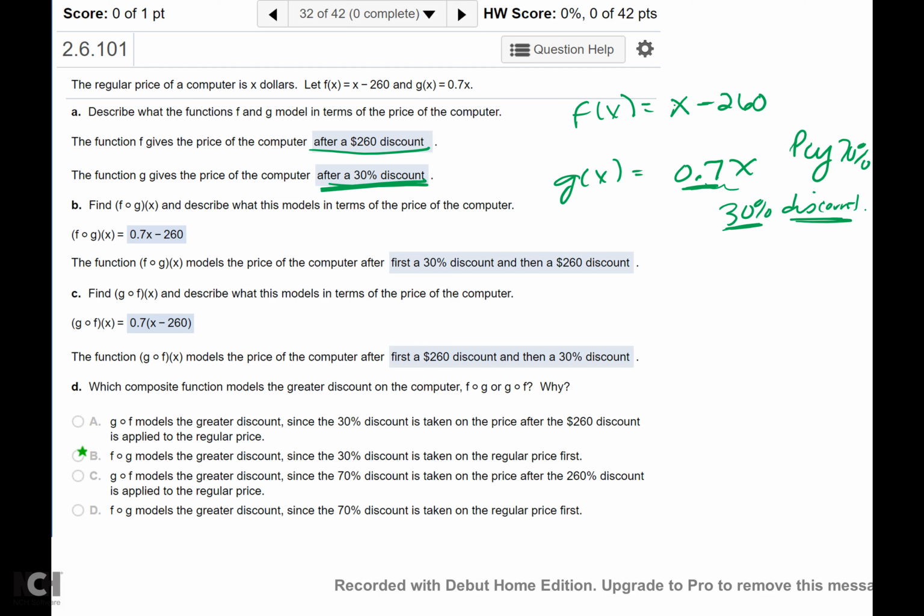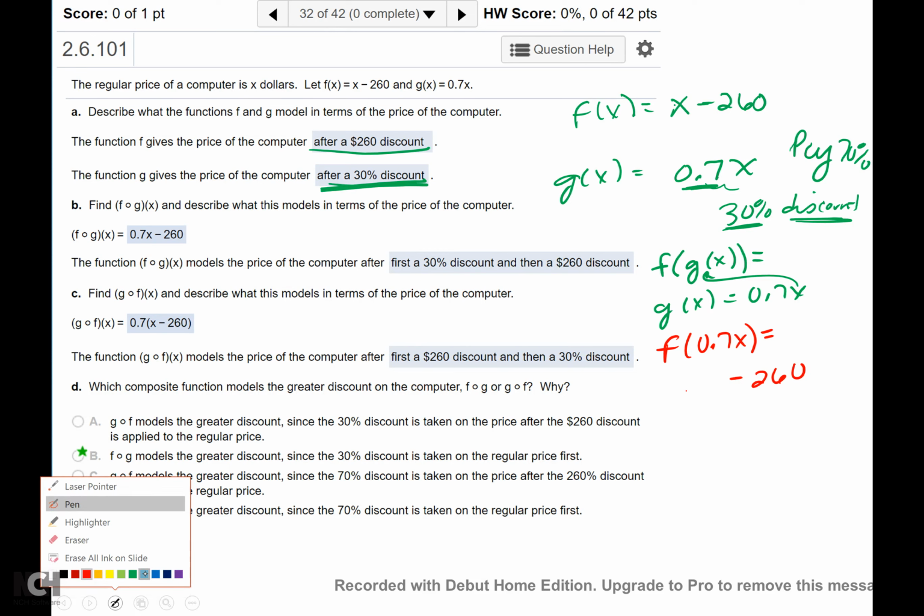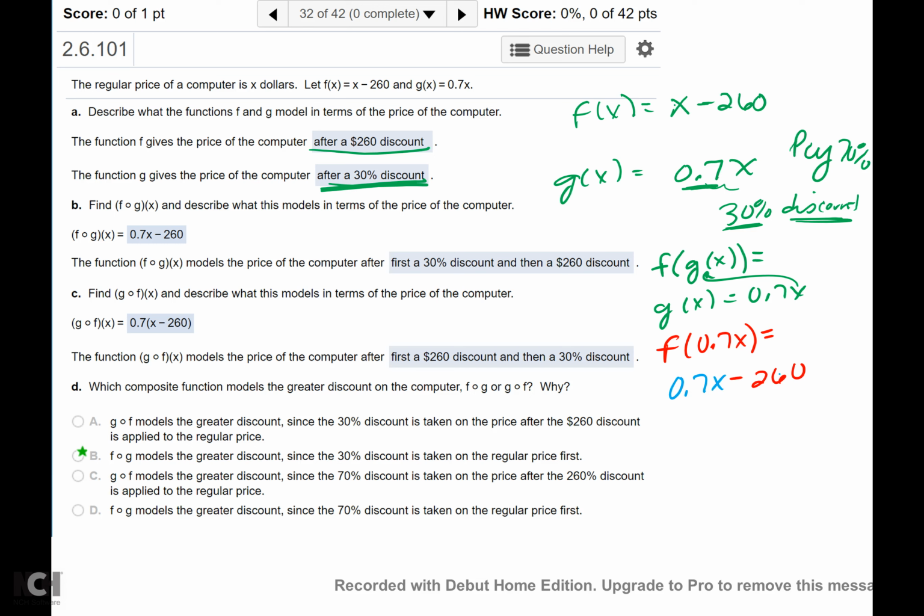All right, so now if I find f of g of x, I find g of x first, which says 0.7x, plug it in there. So they want me to find f of 0.7x, which says take whatever you brought and subtract 260. And what I'm bringing is 0.7x. So there's my function, f of g of x is 0.7x minus 260. And what that means is, because you're doing g of x first, you're first doing a 30% discount, and then you're taking the 260 off.